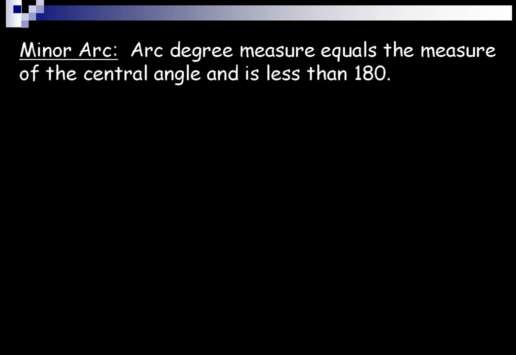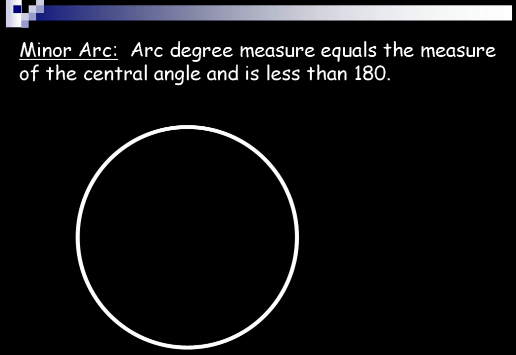Let's talk about the two arcs. One of them is a minor arc. Minor arc is an arc degree measure which equals the measure of the central angle and is less than 180. So in this picture here, we have minor arc ABC, or we can just call it AC, and it would have a measurement of 110 degrees.